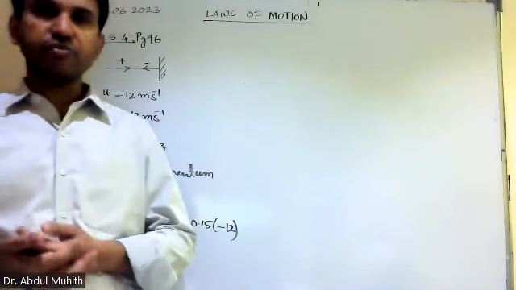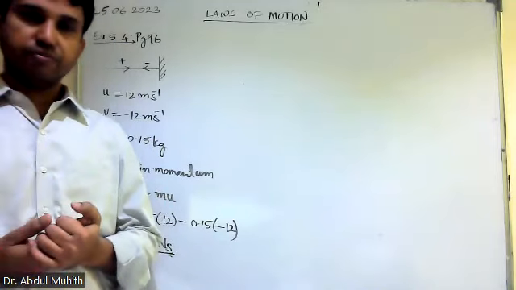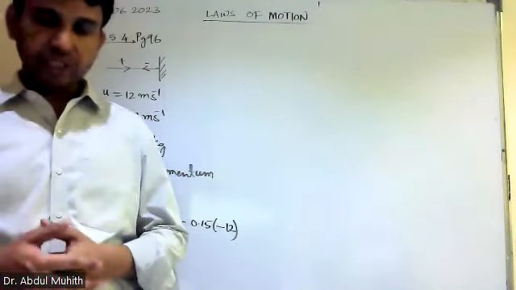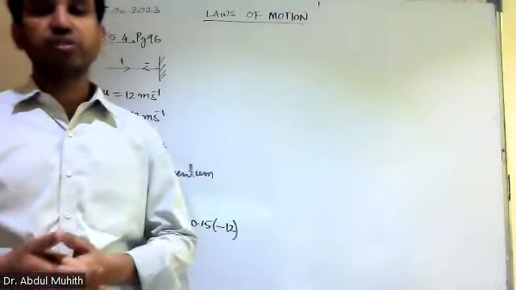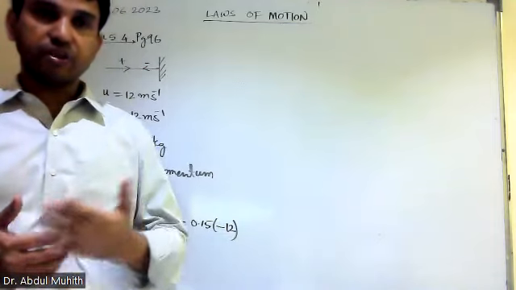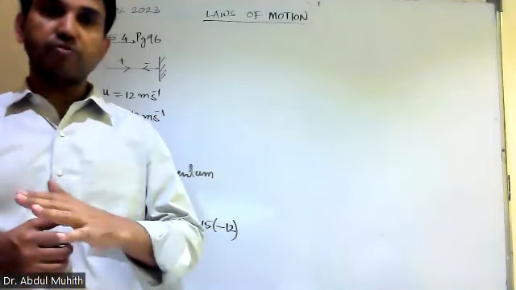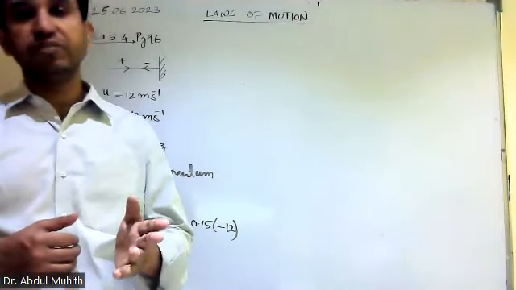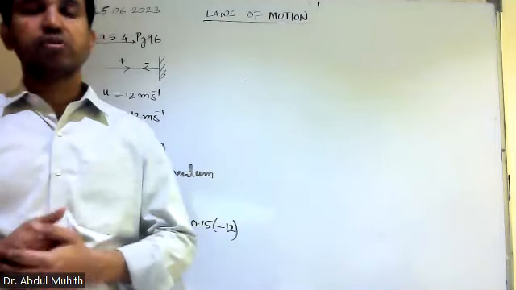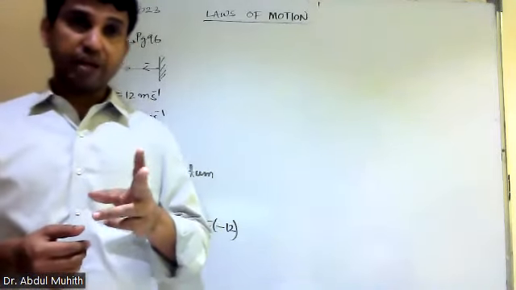Okay. Next one. What is the third law of motion? For every action, there is an equal and opposite reaction, and they act in pairs. Next, what is conservation of momentum? In an isolated system, the total momentum is conserved, or the sum of momentum before collision equals the sum of momentum after collision.